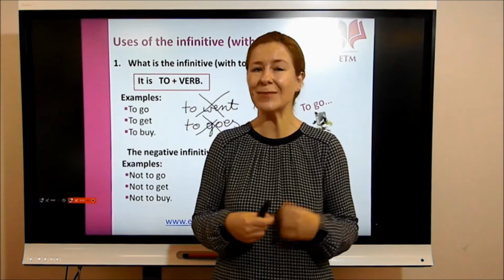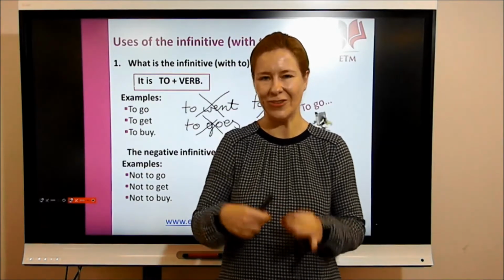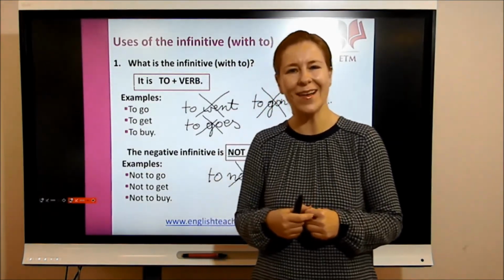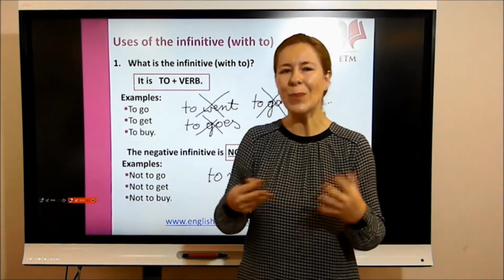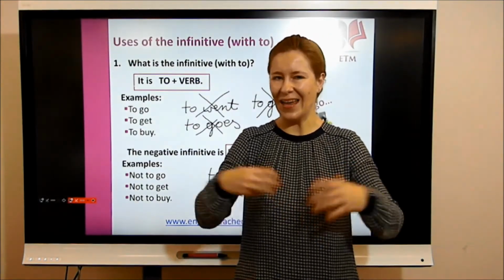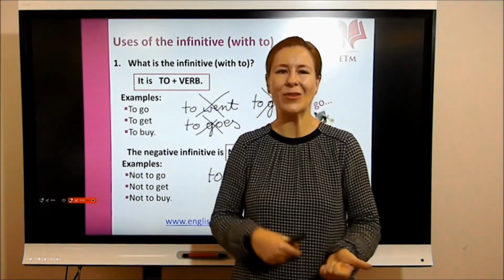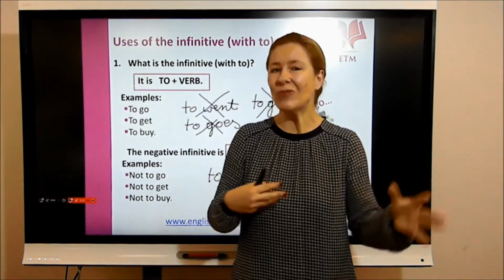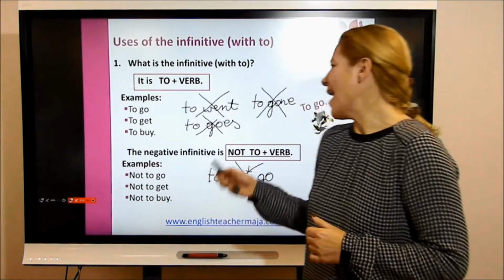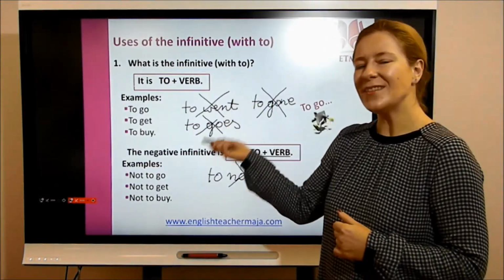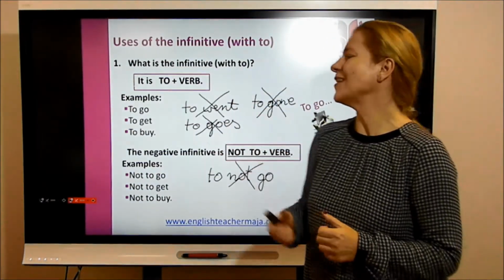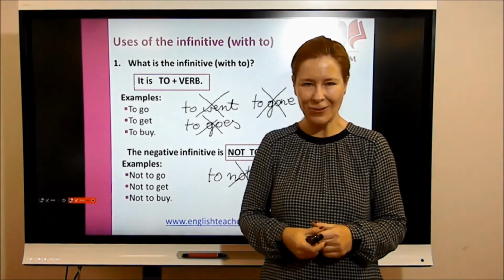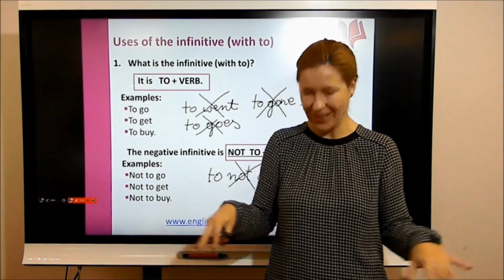First of all, let me explain to you what the infinitive with to is. It's very simple, okay? It's just a very basic form of any verb. So, for example, to drink, to read, to write, to smoke, okay? And no changes and no endings. So, for example, to end, to goes, to gone are not infinitives.